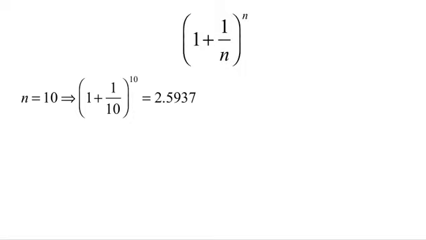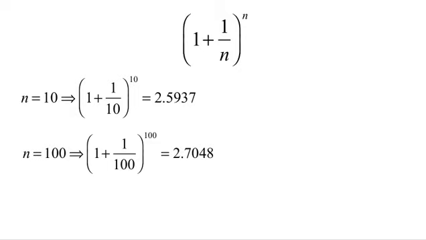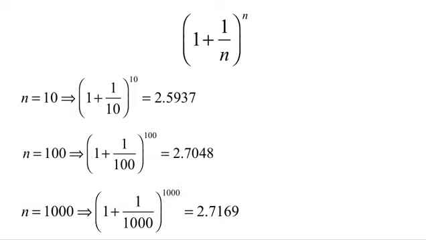For example, if n is 10, I get 1 plus 1 over 10 to the 10th, and the decimal approximation is 2.5937. Let's go with a larger value of n. If n is 100, 1 plus 1 over 100 to the 100th power is approximately 2.7048. And with n of 1,000, so 1 plus 1 over 1,000 to the 1,000, about 2.7169.